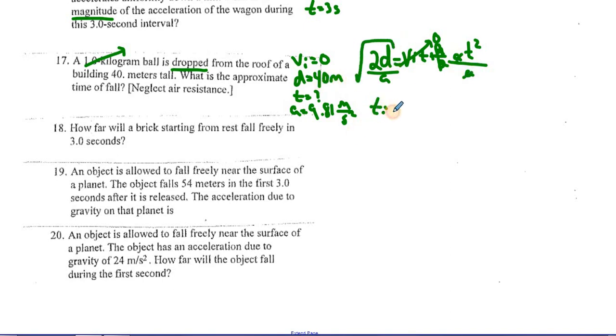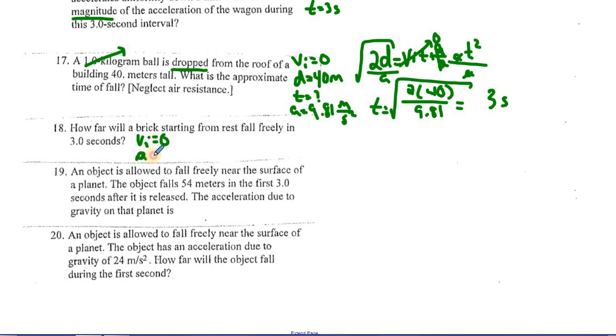So we get a time is equal to the square root of 2 times 40 divided by 9.81 meters per second squared. So throw that into your calculator. I got a value of 3 seconds. Approximately 3 seconds.